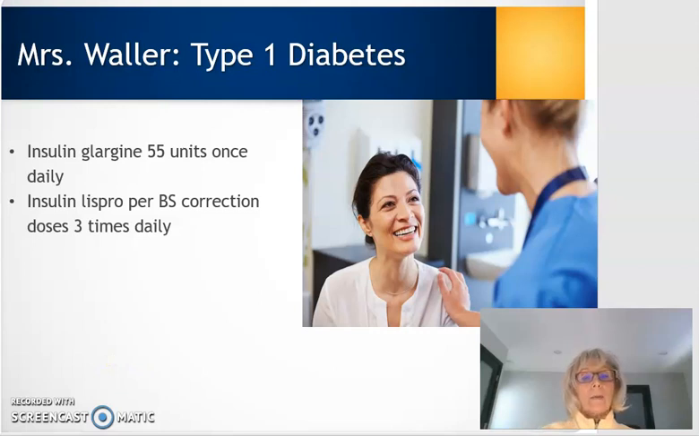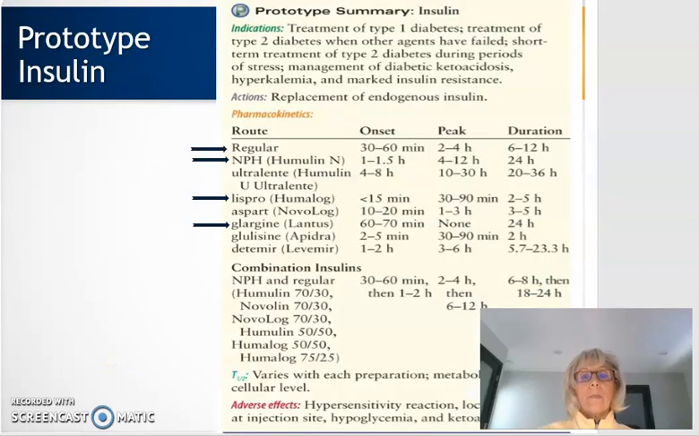So what we're trying to do is use a combination of insulins, and this is going to be the focus of this presentation. We're going to be talking about the major types of insulin. There are 4 types of insulin that we're going to be discussing. The first one is regular. The second one is NPH, Lispro, and glargine.